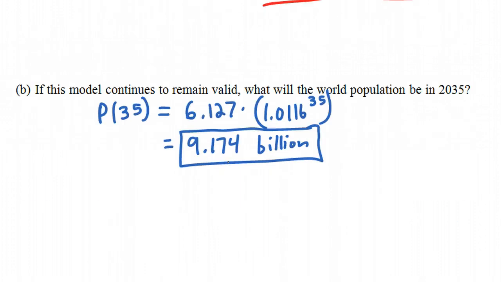In fact, on Wikipedia, they did an estimate in the future for the population in 2035, and it's a little bit less than this. I think it was a little bit less than 9 billion. So I think they expect the population growth rate to slow down a little bit.